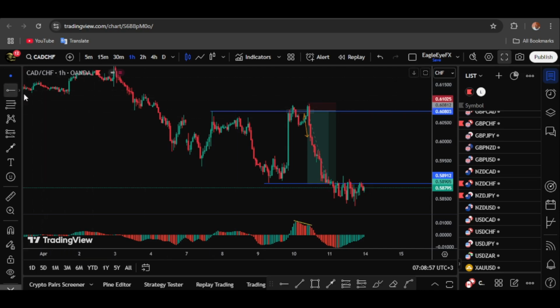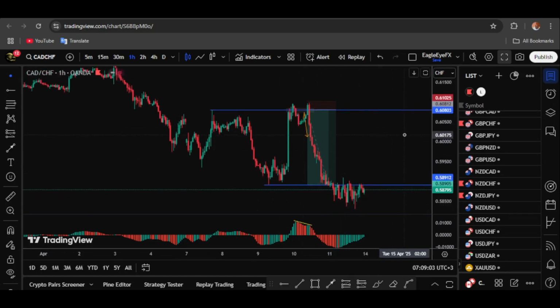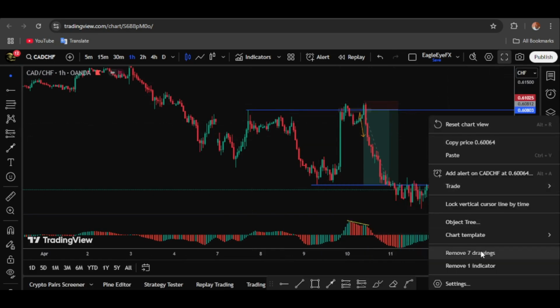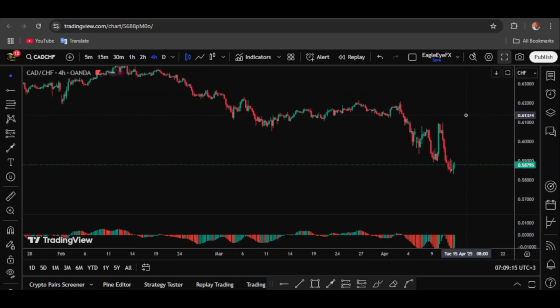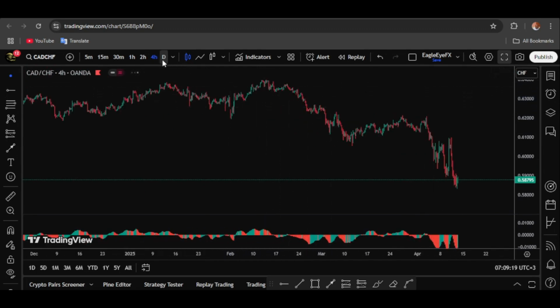So I want to start with this CADCHF. It is a trade I was looking at, but I actually missed this trade, but it ended up playing out around 8%. Anyway, it is what it is. So you can see that. Let's remove all this. So we start from the 4-hour time frame, or you can start with any time frame that you want, the daily or the 4-hour.